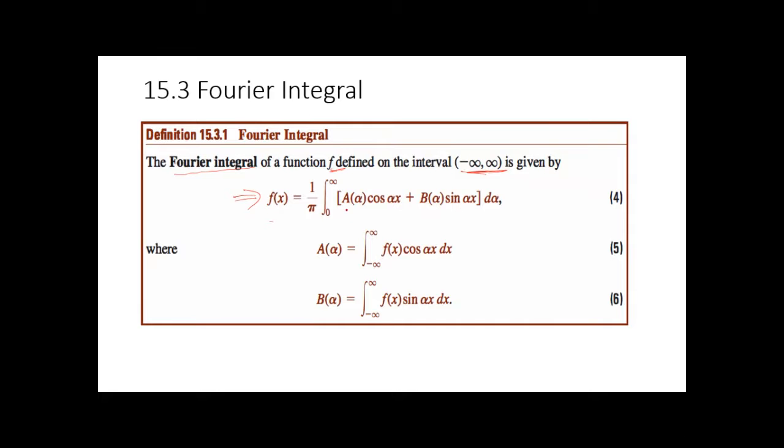This is the formula. Here we need to see this integration is with respect to a new variable alpha, not x. Integration from 0 to positive infinity, 1 over pi. And there are two terms, A(alpha) and B(alpha), along with cosine alpha x and sine alpha x. Almost things are looking like summation a_n cosine n pi x over l, plus summation b_n sine n pi x over l, looking like this one, but instead of summation we have integration.